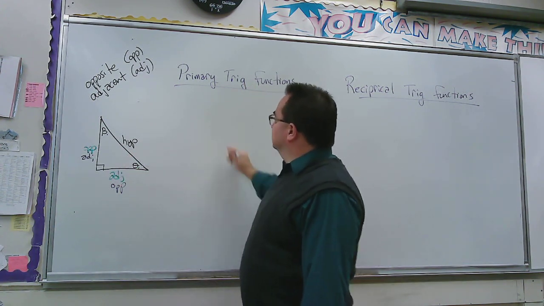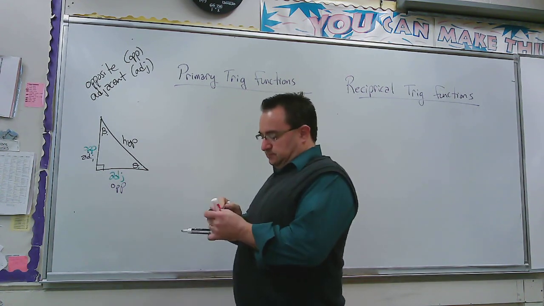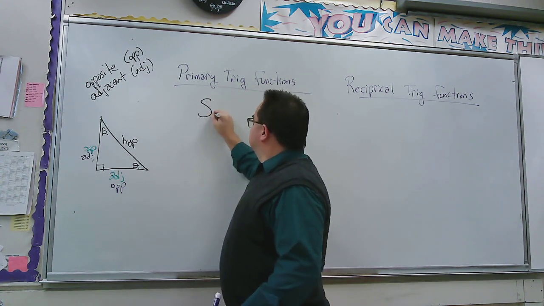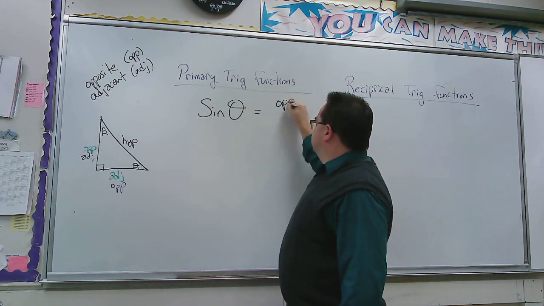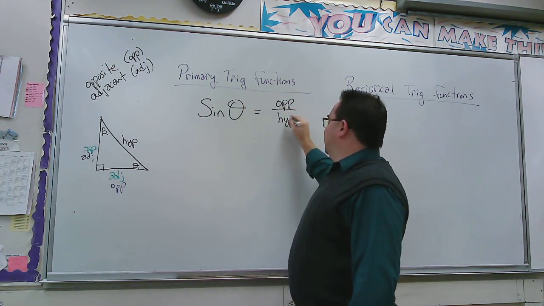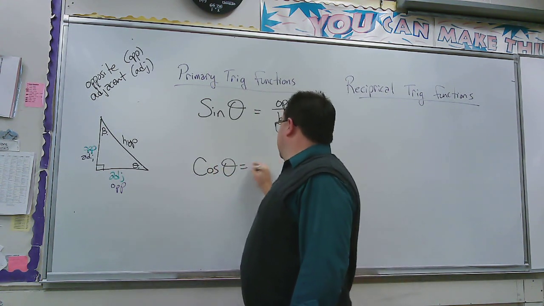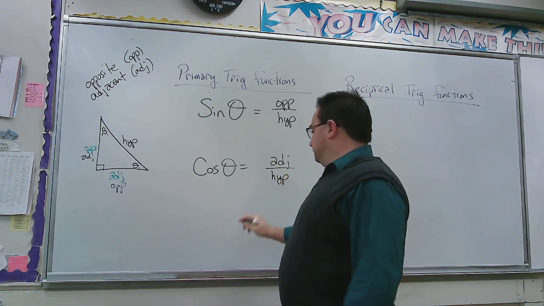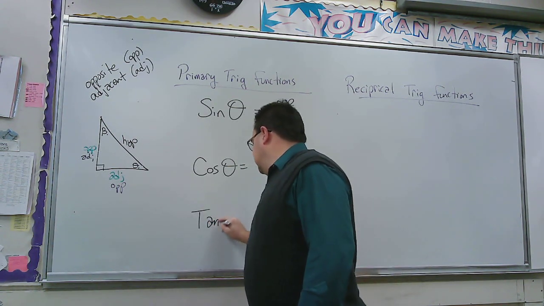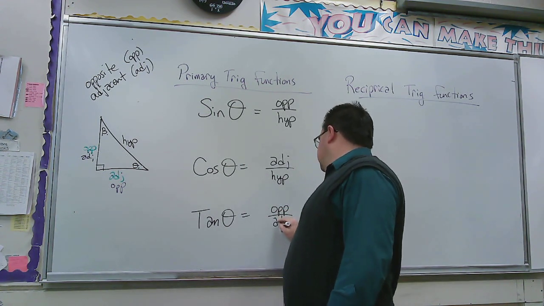What are the trig functions? Sine, I want to use a different color here. Sine of an angle is the opposite side over the hypotenuse. The cosine of an angle is the adjacent over the hypotenuse. And the tangent of an angle is the opposite over adjacent.